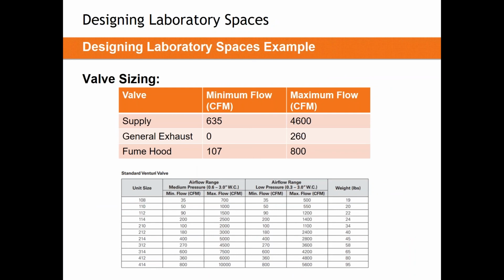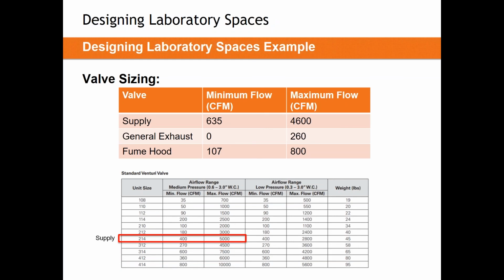So how do we actually select air valves for this laboratory? What we've done here is pulled together the minimums and maximums for each valve into a table. Our supply goes from 635 to 4,600. Our general exhaust should go from 0 to 260, which is a little bit odd and we'll cover in a moment. And our fume hoods, remember there's 6 of them, they need to go from 107 to 800.